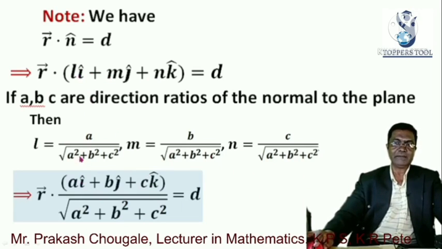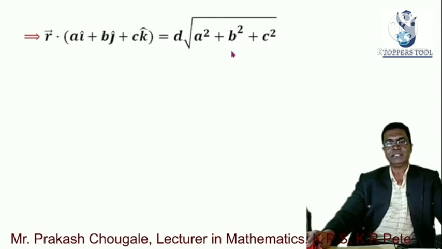So if you substitute here l, m, n, l is a by square root of a square plus b square plus c square, m is this much and n is this much. Throughout you have the common square root of a square plus b square plus c square. So you will get a x plus b y plus c z equal to d. If you cross multiply, bringing this root term to this side, you will get the equation in this form, since we had this in the denominator.